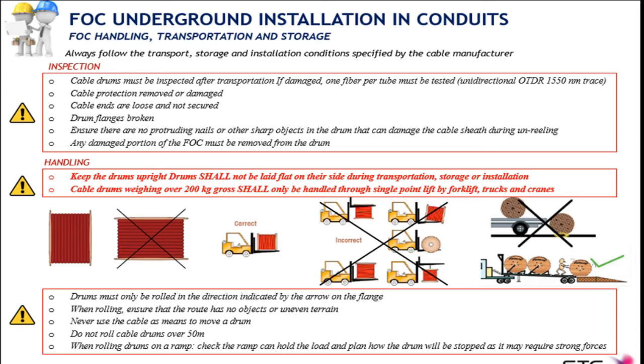Do not use the cable to pull or move a cable drum. That's strictly forbidden. The cable drums cannot be rolled for more than 50 meters. If you have to go beyond 50 meters, use another transportation device, such as the forklift. And last but not least, pay attention when you're unloading the trucks and using a ramp, because these cable drums may be very heavy. So you have to plan in advance how you're going to control the force of the cable drum rolling down the way. Do not do that without the proper planning.